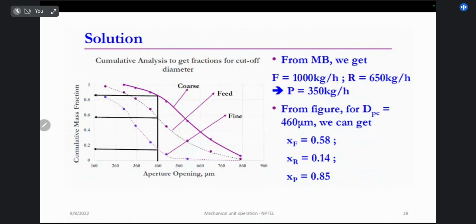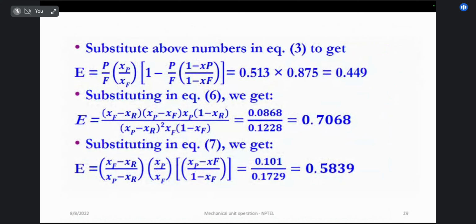From this plot you will get the fine, undersized material, or you can say the product, on the basis of your application, or rejection maybe. So the rejection is 0.14. Then the feed is around 0.58, and the mass fraction in the product is around 0.85. So the coarse material is your product. At the end you will get all these different mass fractions. Now you have to utilize some equations in order to find the effectiveness of the screen.